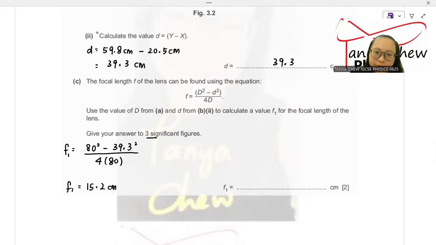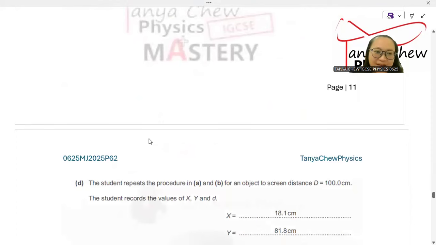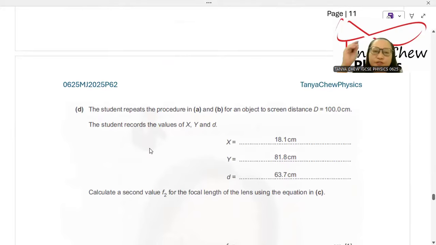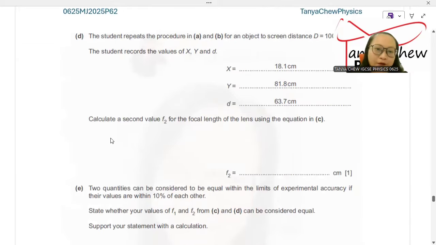15.2 cm. So 15.2 cm. And then D, the student repeats the procedure in A and B for an object to screen distance D equal to 100 cm. The student records the values of X, Y, and D. You get all the values. Calculate the second value of F2. So F2 is still the same.